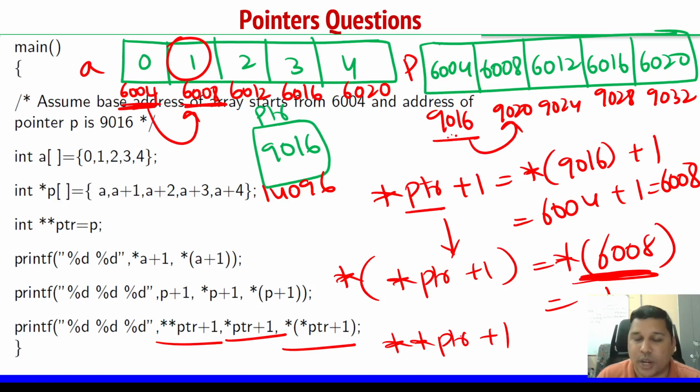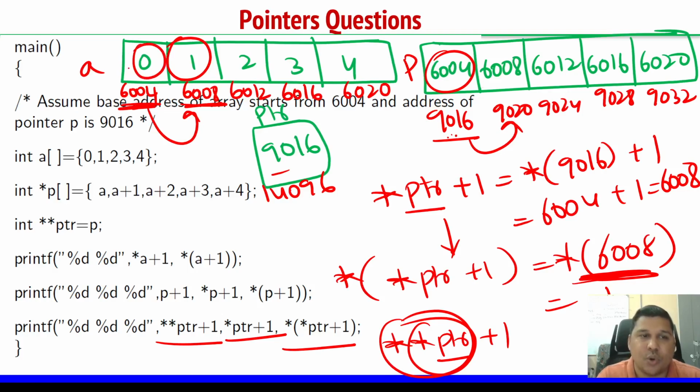Next one, star ptr plus 1. So how to do this? Ptr means 9016. Star ptr means 6004. Star of 6004 means 0. 0 plus 1 is 1. So this value will be 1.